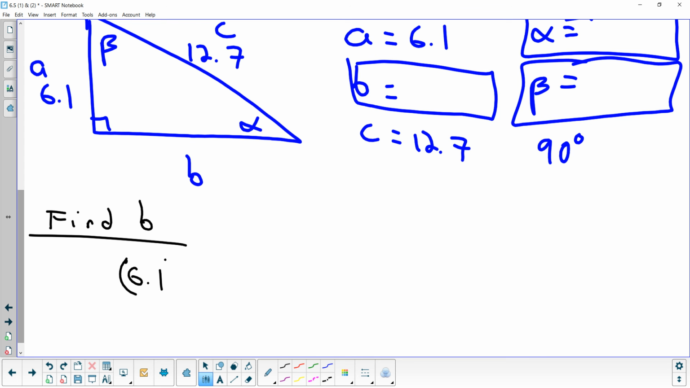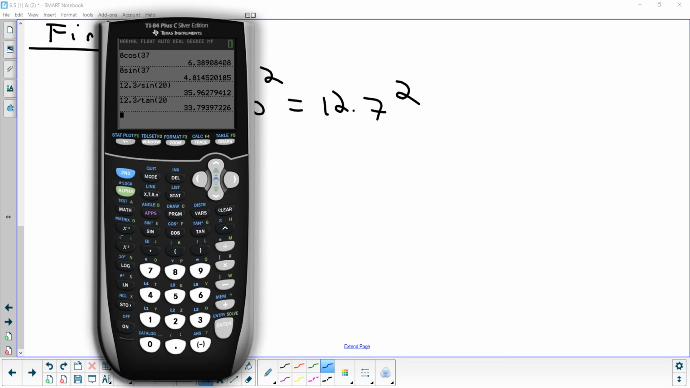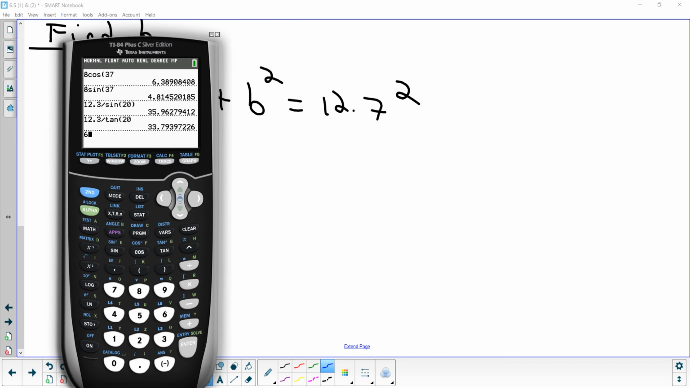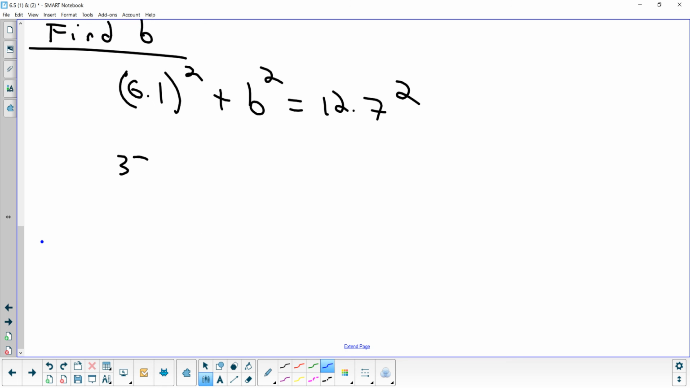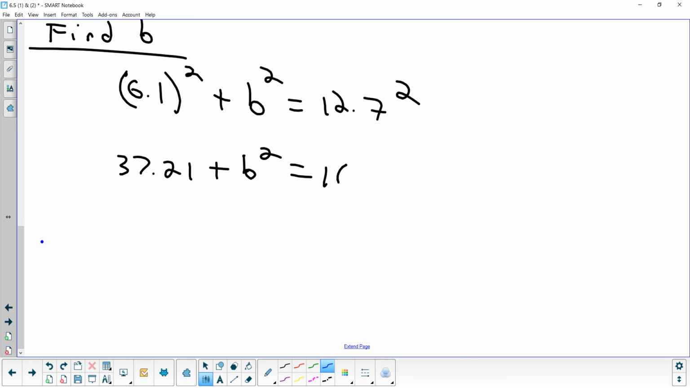6.1 squared plus b squared equals 12.7 squared. Okay, so not the nicest numbers because we have these decimals, but that's why we have a calculator. So 6.1 squared gives me 37.21 plus b squared. And what's this? 150 something? No, 160. 161.29.